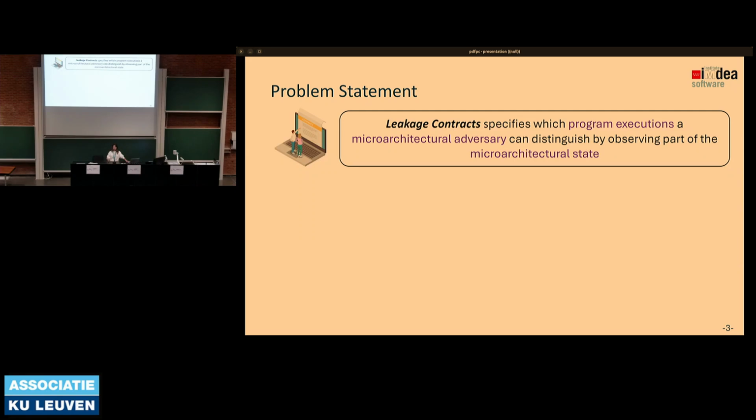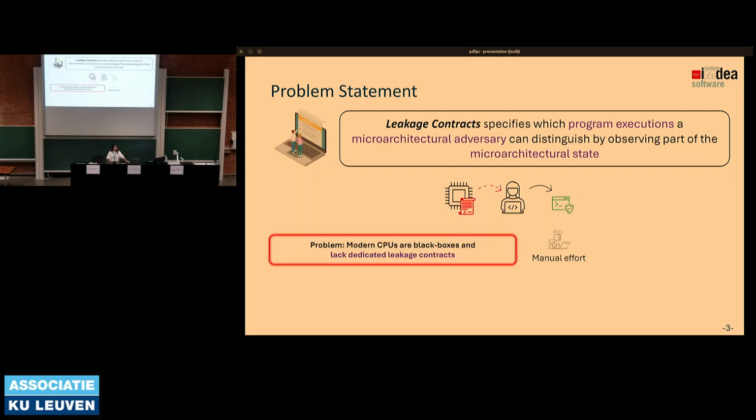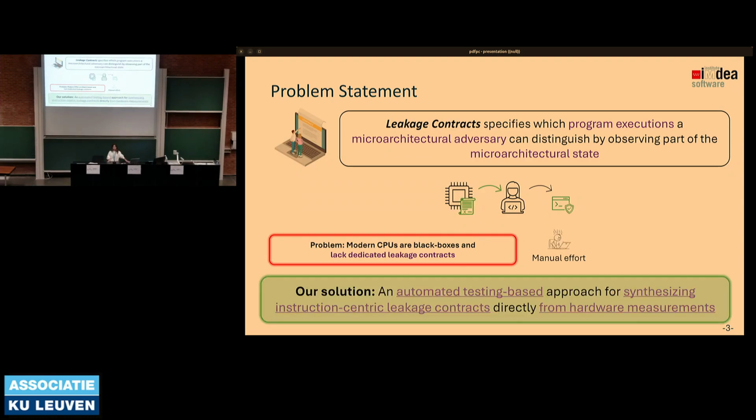So the idea is that if we have architecture-specific leakage contracts, developers can write architecture-specific code that might not leak information. The problem is that modern CPUs are black boxes and lack these dedicated leakage contracts. So it requires a large manual reverse engineering effort to obtain this information. Our solution is to reduce part of this manual reverse engineering effort by automating the synthesis of instruction-centric leakage contracts.